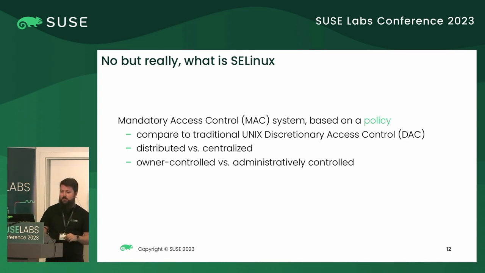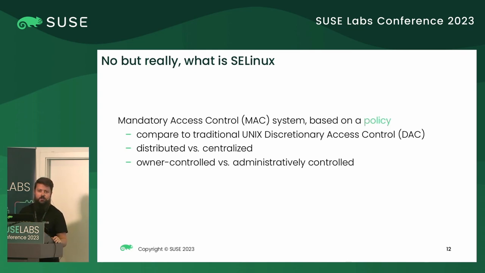The second aspect of traditional Unix discretionary access control is that permissions are defined by the owner of a resource. So the owner of a file can decide, for example, with the classic Unix permissions, what the owner can do, what the group can do, what everybody else can do. That's not like that in SELinux, and that's the whole point of it. SELinux access control is administratively controlled. So whoever writes and installs the policy, let's call them the system administrator, then gets to decide who in the system can do what on what resources.